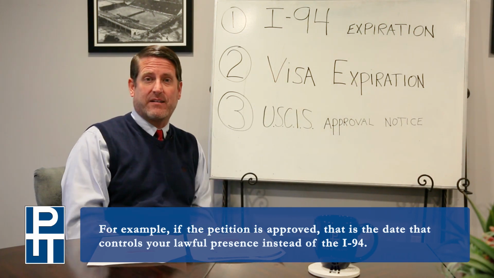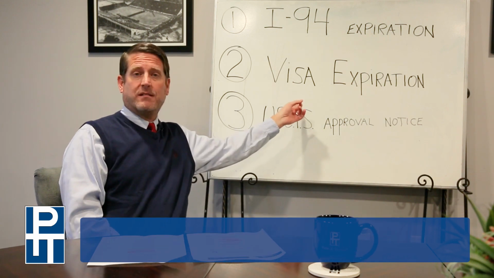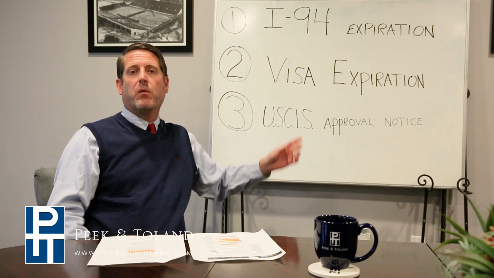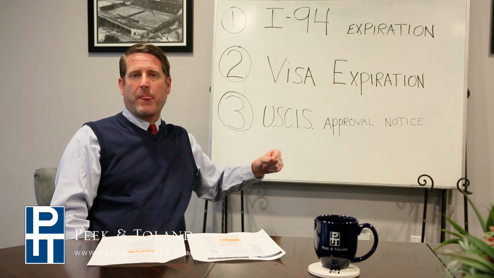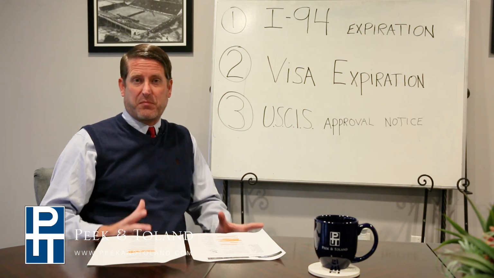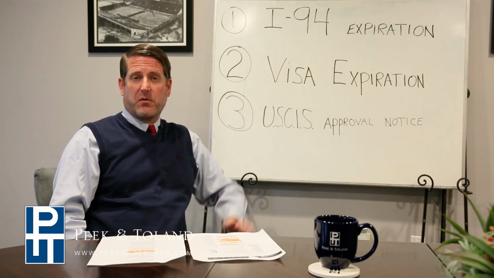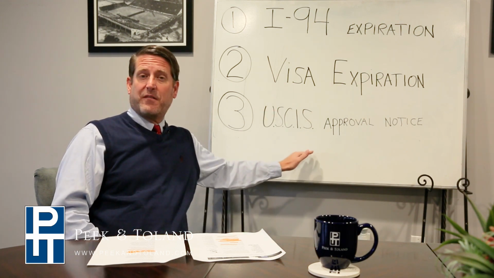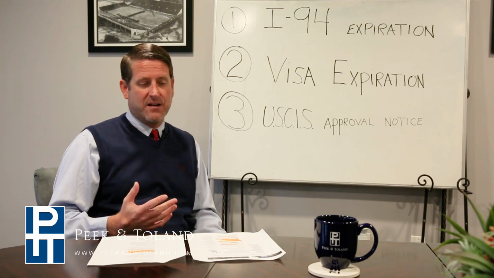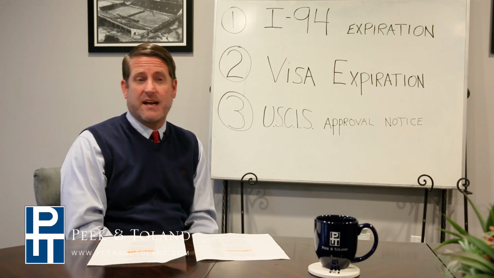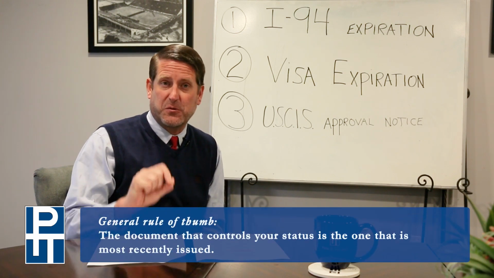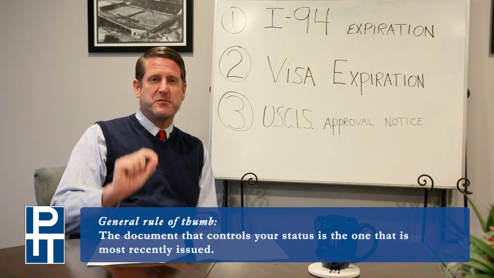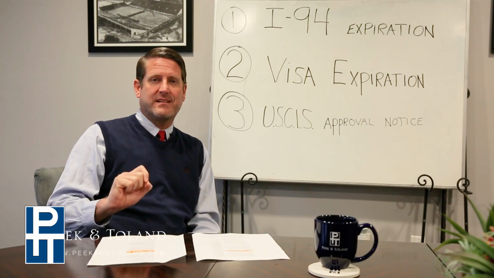Likewise, you can have the reverse scenario where you have a visa already approved, or even a petition approval notice for a far off date, but when you leave the country and come back in, for different reasons, it could be something called reciprocity, the officers at the port of entry give you less time on your I-94 to be in the United States than the time you have on your petition notice. Which one of those two controls? And here's a general rule that you can pretty much take to the bank, okay? The document that controls is the one that's most recently issued. The document that controls your status is the one most recently issued.